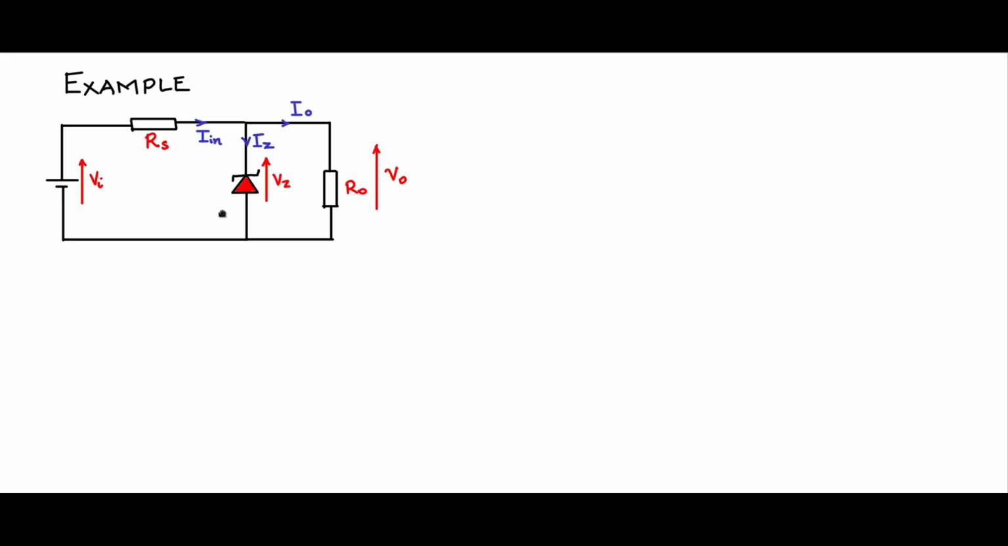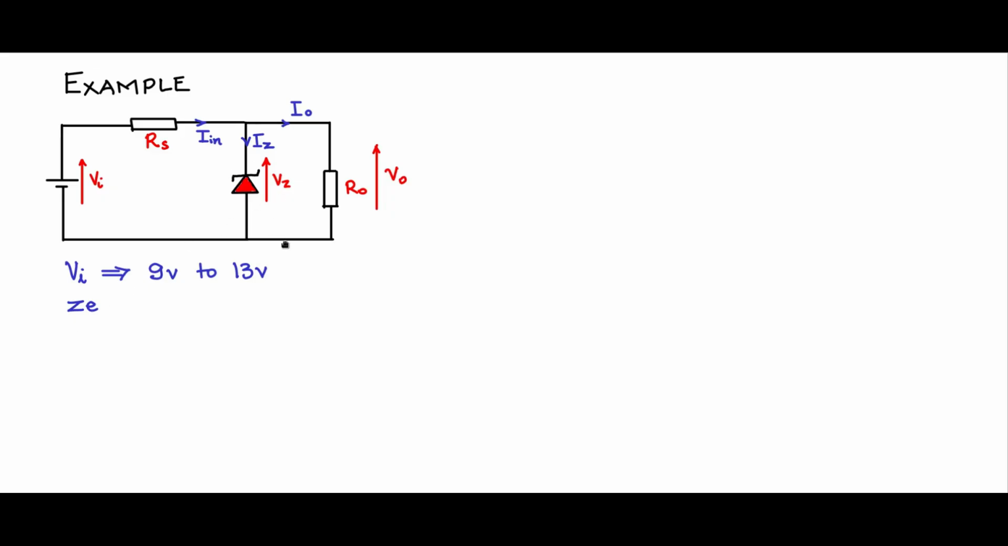Let us now look at an example of this shunt regulator circuit and try to gain more insight into this by putting in some numbers. So let us say that Vi, the unregulated voltage Vi, varies from 9 volts to 13 volts. This is the spec.